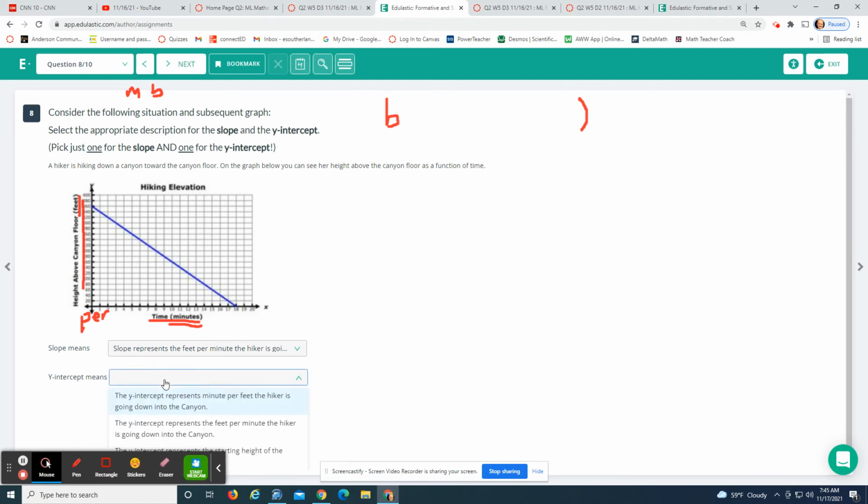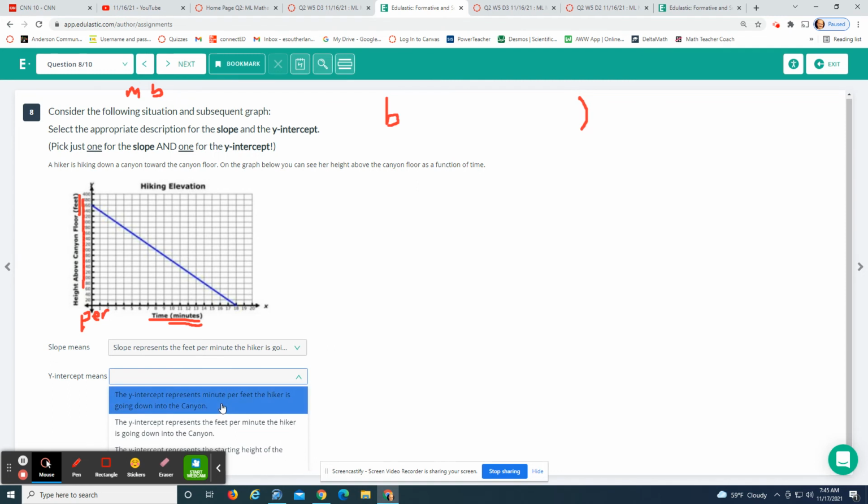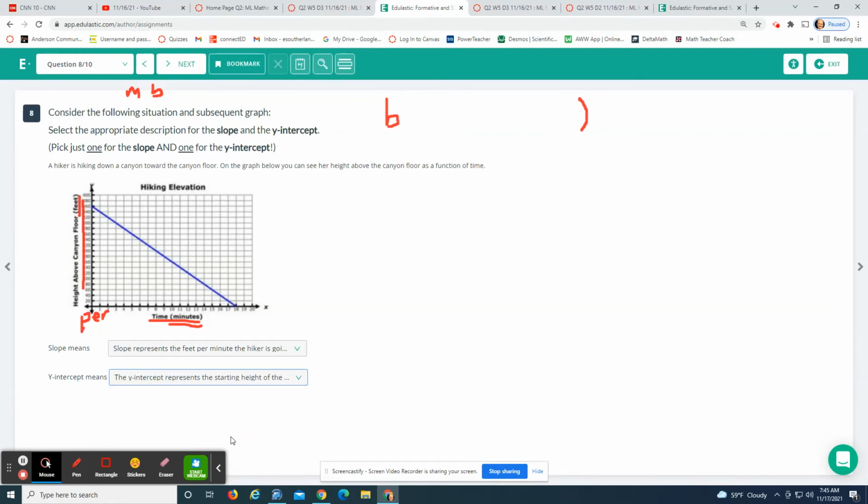The y-intercept always means what? It's the starting point. So find the one that says the y-intercept represents the starting. It says the y-intercept represents the starting height.